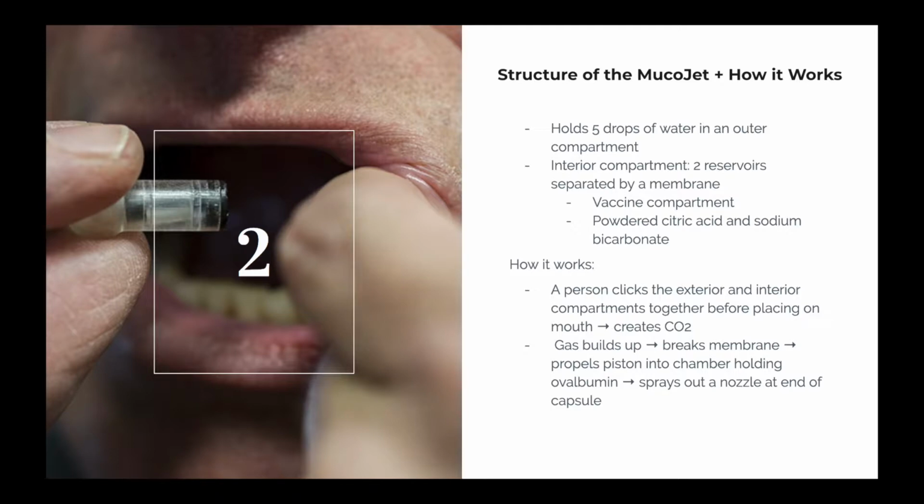And how the capsule works is that once the person administering the vaccine clicks the exterior and interior compartments together before placing it on the mouth, it creates a chemical reaction causing a buildup of carbon dioxide. This buildup creates a lot of pressure in the capsule, breaking the membrane, and propels a jet release of the vaccine that sprays out of a nozzle at the end of the capsule.